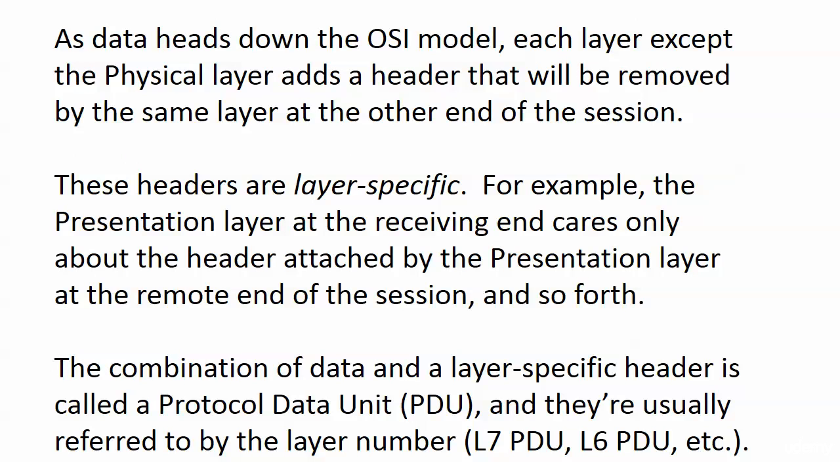Now, as data does head down that OSI model, every layer except the physical layer adds a little bit of overhead. Each layer is going to add a header that will be removed by the same layer at the other end of the session. And these headers are layer specific, because the presentation layer at the receiving end doesn't care about any headers on that data except the one that was put on by the presentation layer at the remote end of the session. That's true for every layer. This combination of data and a layer-specific header is called a protocol data unit, a PDU, and they are usually referred to by the layer number, L7 PDU, L6 PDU, etc.